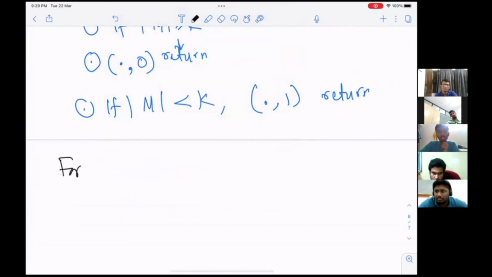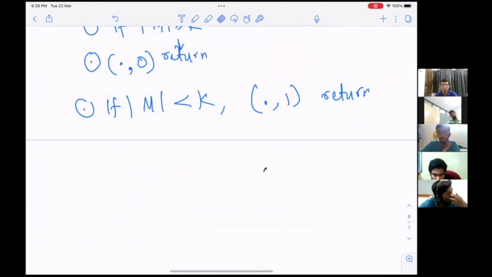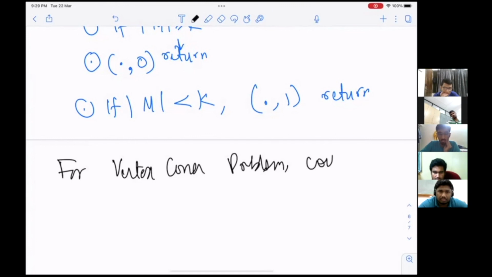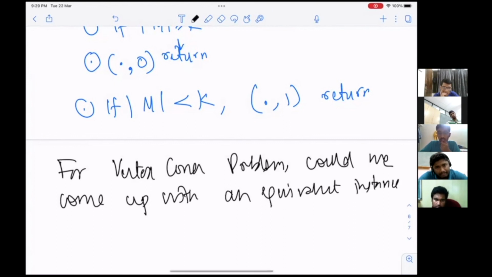So, question. For an NP-hard problem, or rather, I don't want to talk about NP-hard problems in general. For the vertex cover problem, which is my canonical problem, could we come up with an equivalent instance with size, say, order log n?